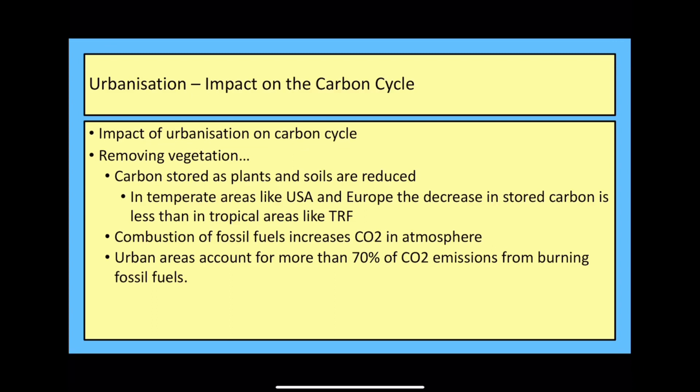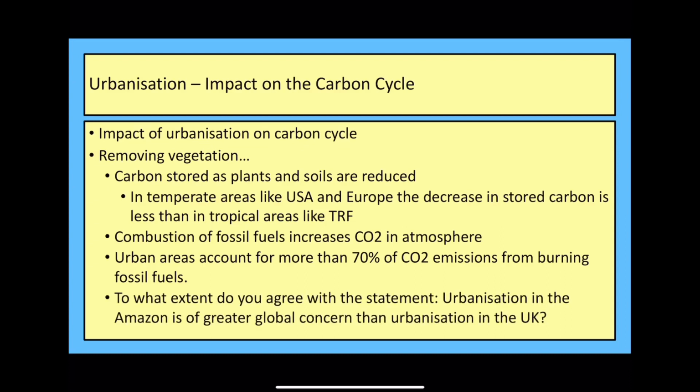So urban areas account for 70% of the CO2 emissions that are being created from burning fossil fuels. So have a think and come up with a paragraph discussing this statement. So urbanisation in the Amazon is of greater global concern than urbanisation in the UK. So just a few ideas to jot down of whether you agree with that statement and why.